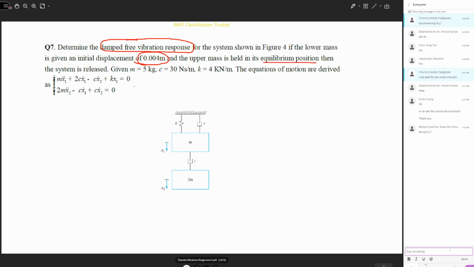Then the system is released. So the displacement of the upper mass is in equilibrium position. The values of mass, damper, and stiffness are given. The equations of motion were derived, so there is no need to derive the equations of motion. The equations of motion are given here.